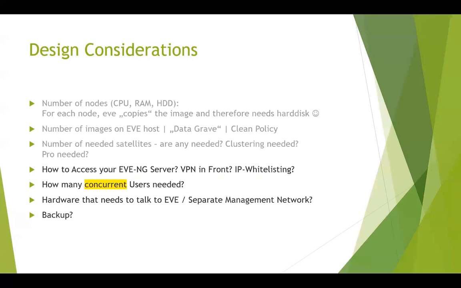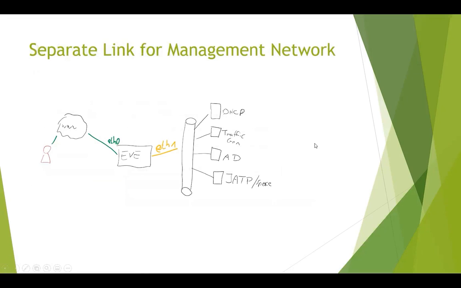Then you need to also consider how other hardware talks to your Eve server. So, excuse my bad drawing skills. Let's say you access your Eve over the internet, and you have some hardware lab that you can't virtualize. You might need to think of a separate link for a management network. Maybe you have a DHCP server running in your lab that your organization uses, or you have some sort of traffic generators that you want to connect to your Eve to test these devices, or you already have a full-blown AD running somewhere, or you have a hardware appliance of a JATP or Space.